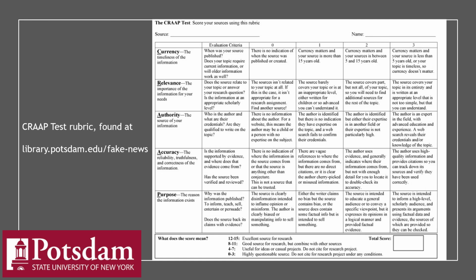So that's the CRAAP test, a quick, easy, and worthwhile measure of the quality of research sources. As you can see on this slide, the SUNY Potsdam Library has a handy rubric that you can find on our Fake News Research Guide. Again, that's library.potsdam.edu/fake-news, that helps you use the CRAAP test to judge your sources. And you'll also find a downloadable PDF of the entire CRAAP test itself on that Fake News Guide as well.